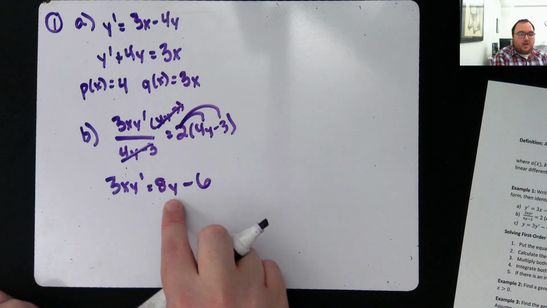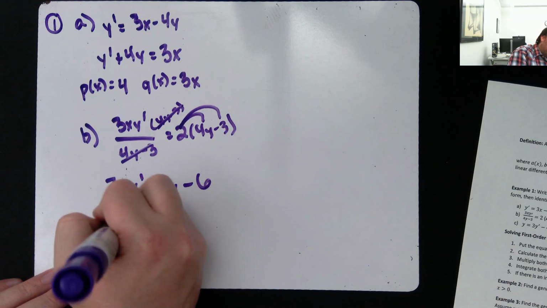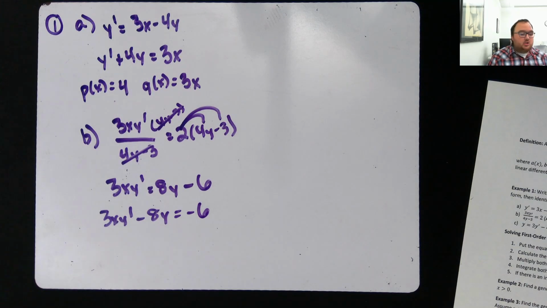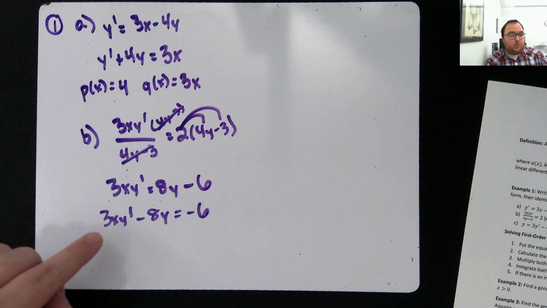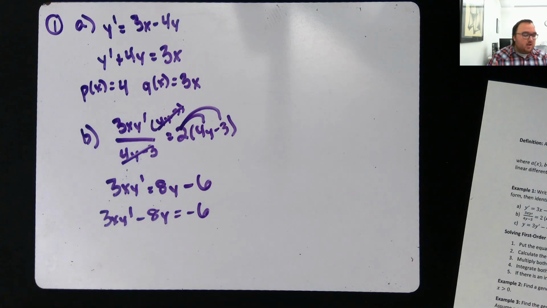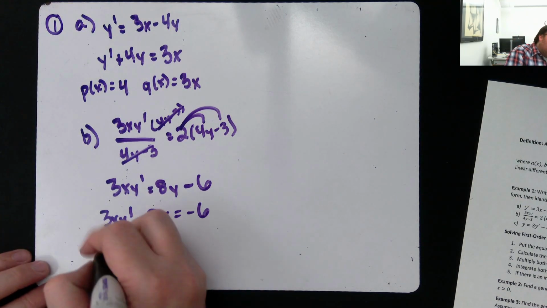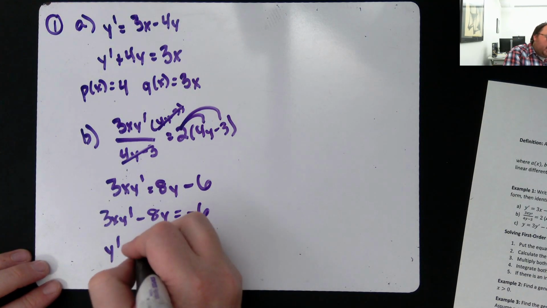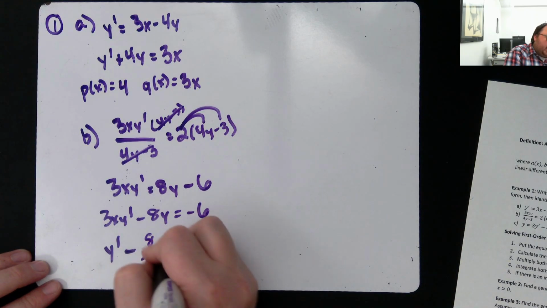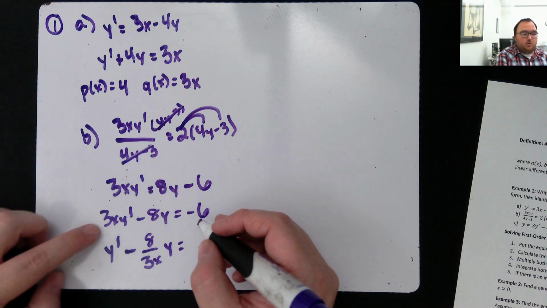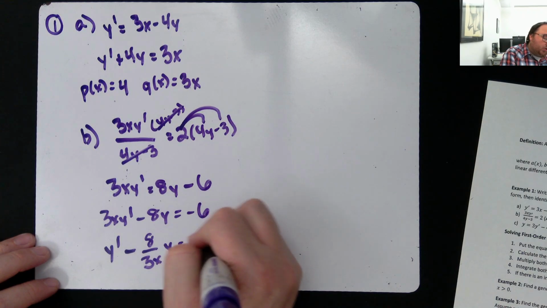Now I want to move every y to the left side, so that gives me 3x y prime minus 8y equals negative 6. But I can't stop quite yet because in front of the y prime, I just want a 1. I have 3x, so I don't really like that. So we're going to divide everything by 3x to get rid of that here. So that's going to give me y prime minus 8 over 3x times y equals negative 6 over 3x. Negative 6 over 3 is negative 2, so that's going to be negative 2 over x.